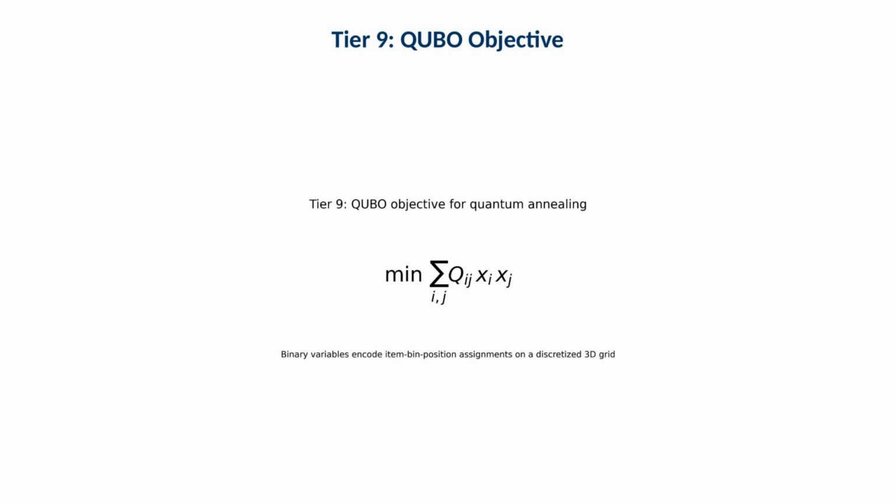This slide shows the quadratic binary objective form. The coefficients encode both the objective and embedded penalties. The success of the approach depends on how well you encode the real constraints into penalty weights, and how finely you discretize the three-dimensional grid.